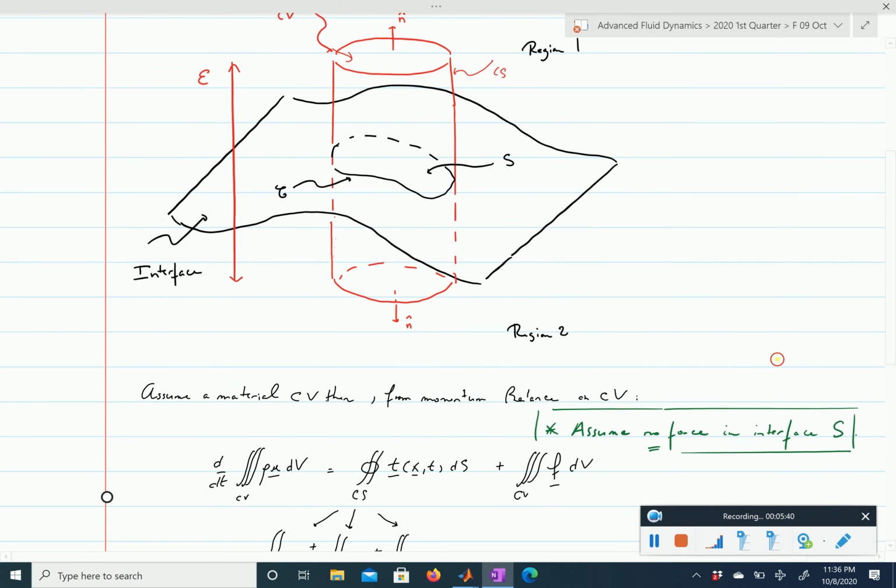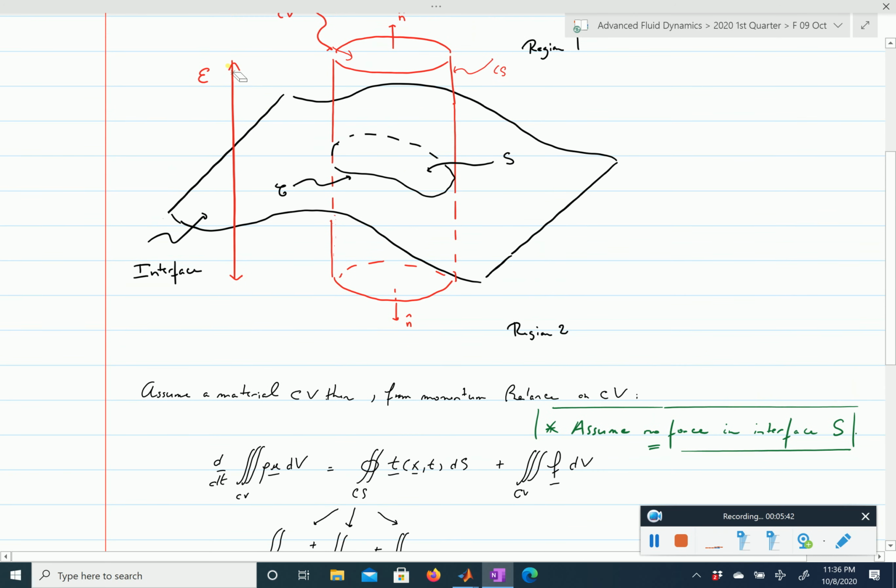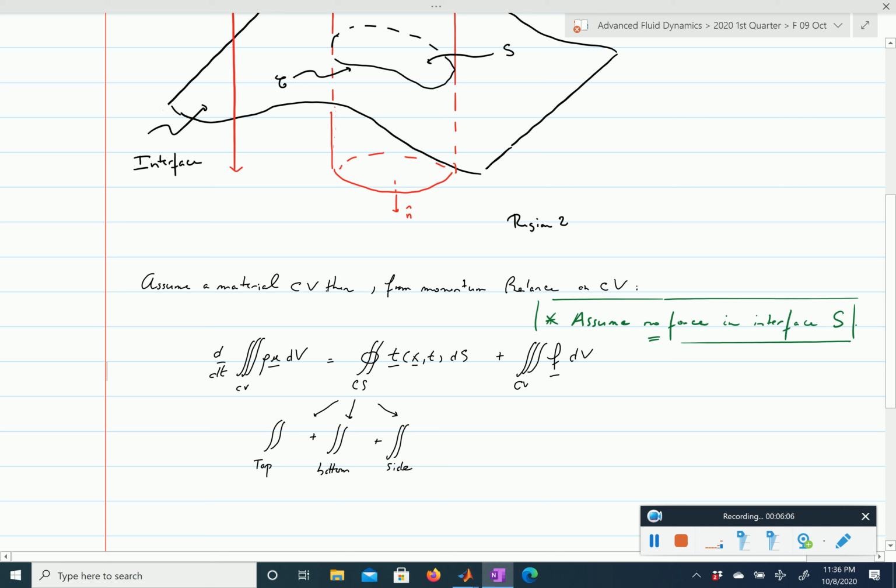Okay, and now what we do is that we have this epsilon here, the length scale of the control volume, shrink to 0 in such a way that our control volume is going to get closer and closer to that interface until it almost contains only the interface, with a very small epsilon of fluid on top and a very small epsilon of fluid on the bottom.